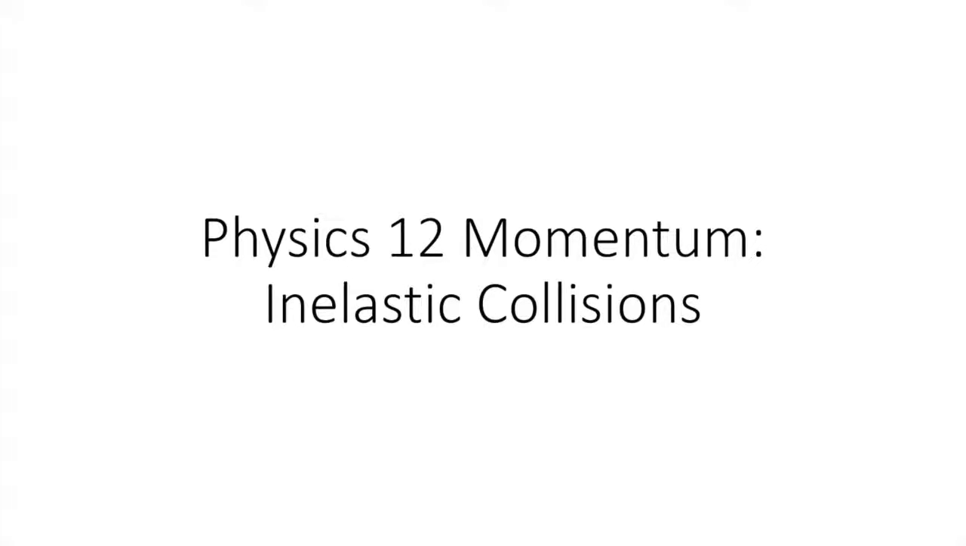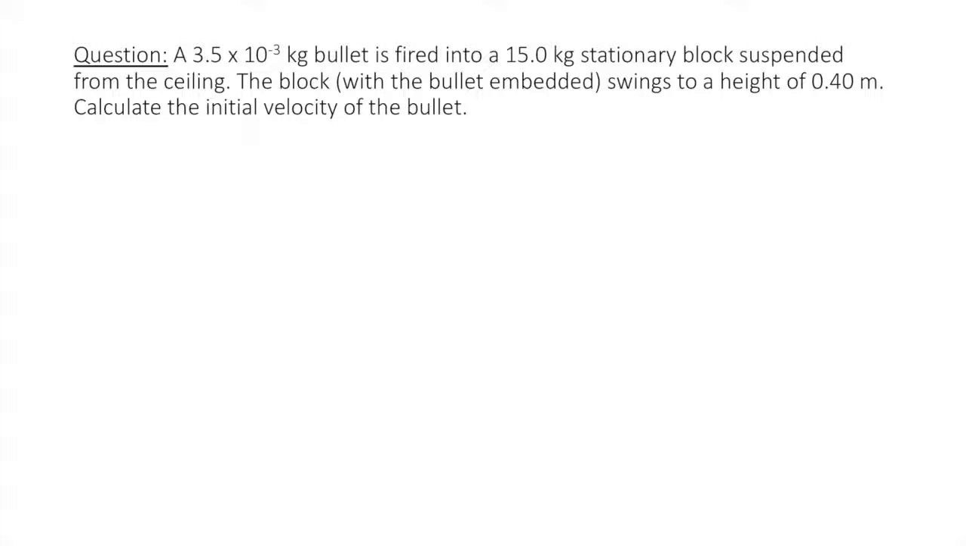I'll be explaining today how to solve momentum problems that involve inelastic collisions. For this question, you're asked to calculate the initial velocity of a bullet before it was embedded into a stationary block. You're told that the mass of the bullet is 3.5 times 10 to the negative 3 kilograms, and the mass of the stationary block is 15 kilograms. The question tells you that the system reaches a height of 0.4 meters.